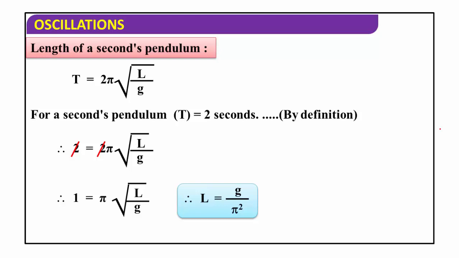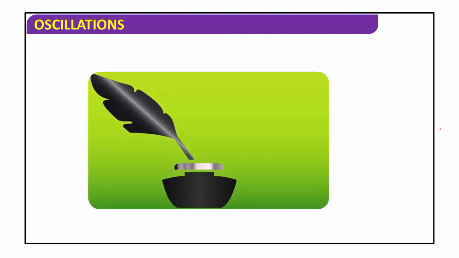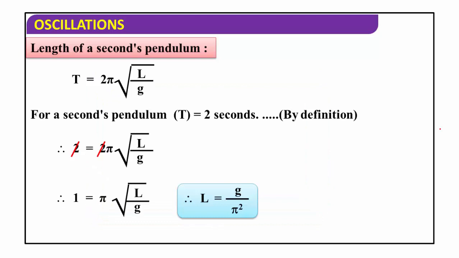The length of the string used in the simple pendulum is 1 meter. For this purpose, L is equal to g divided by pi square. Therefore, we get this answer. This is called the length of the seconds pendulum. When you square both sides, the length of the seconds pendulum is nearly about 1 meter. When you draw the graph between L versus T squared, or using the slope, you can calculate the acceleration due to gravity in this experiment.